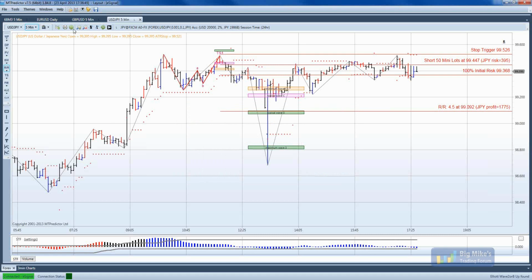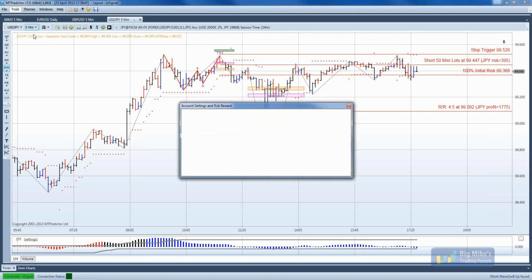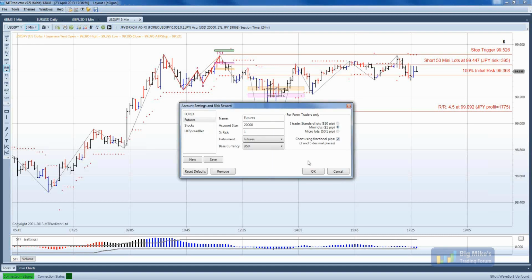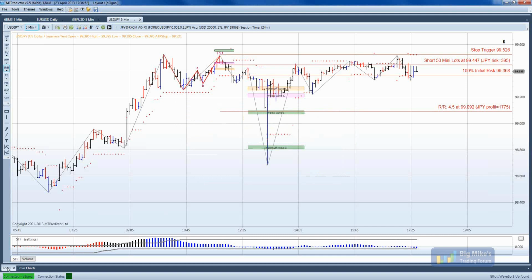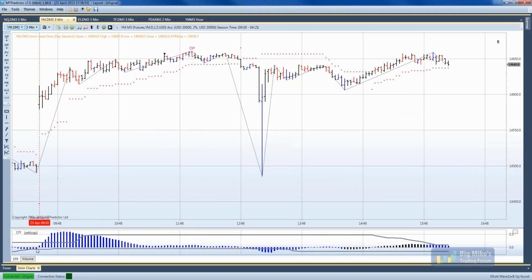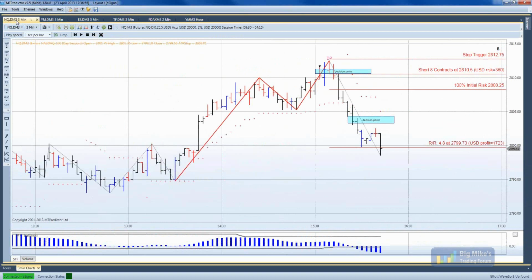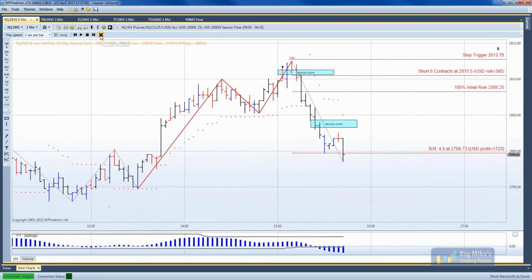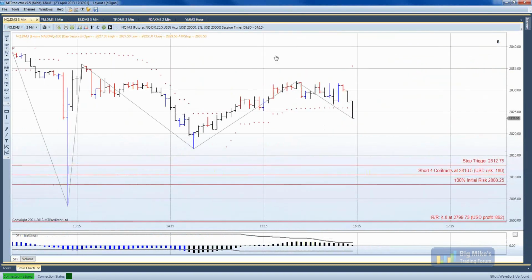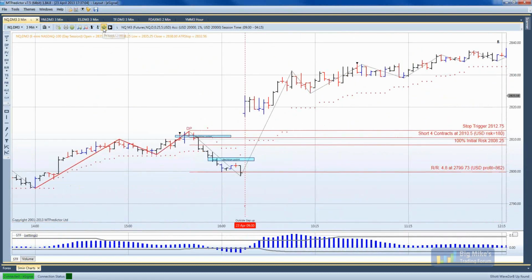Exactly, that's right. So if I change that, tools, accounts manager, so for futures, percentage risk 1, and now if I go back to that NQ chart, rather than 8 contracts, if I refresh the chart, it will now go down to 4 contracts. So it's taking 4 contracts, but the stop level remains the same, target level is the same, entry level is the same. It's just the number of contracts that varied, because you're now risking 1% of a $20,000 account. You're not risking 2%. All right.